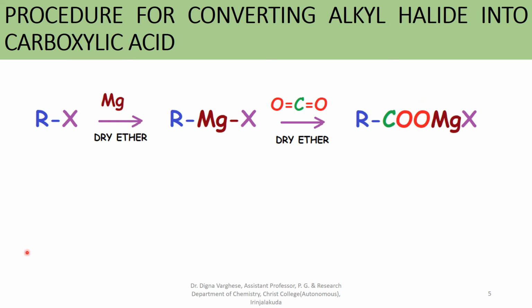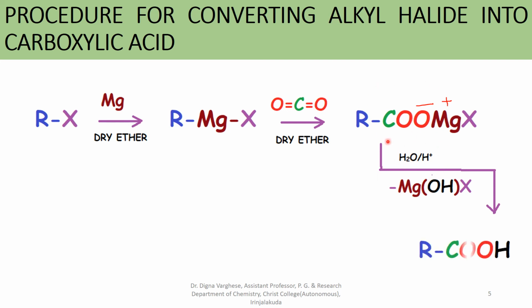RCOOMgX. Here RCOO minus and Mg plus X. That happens in step 2. In step 3, it reacts with water, that is it undergoes an acidic hydrolysis and forms carboxylic acid.